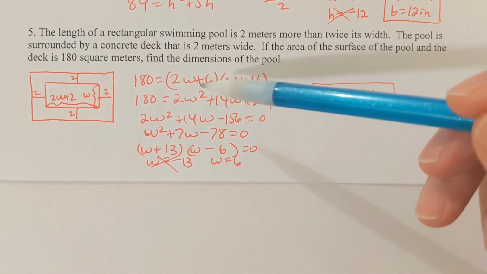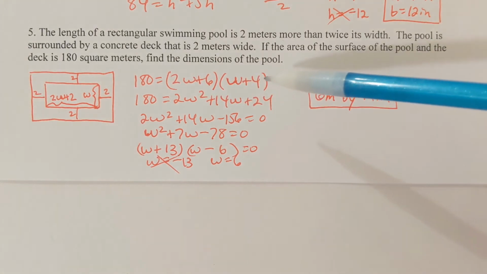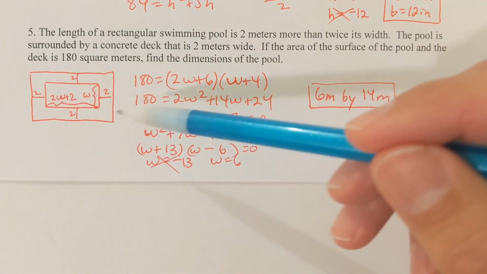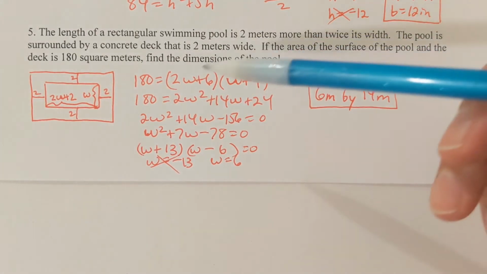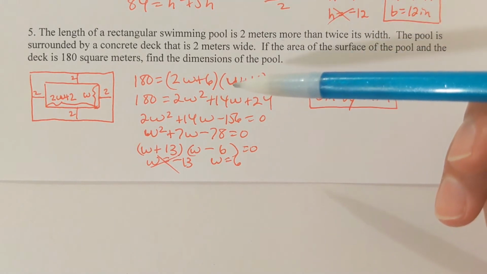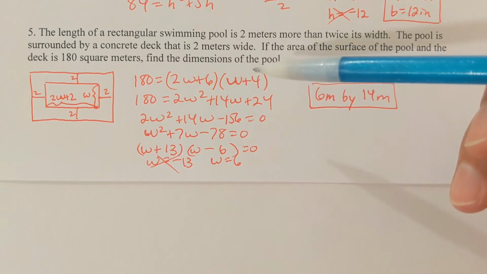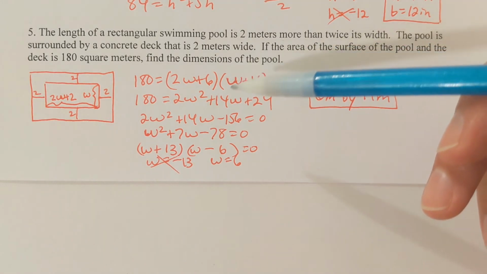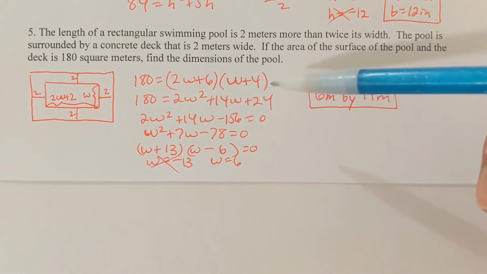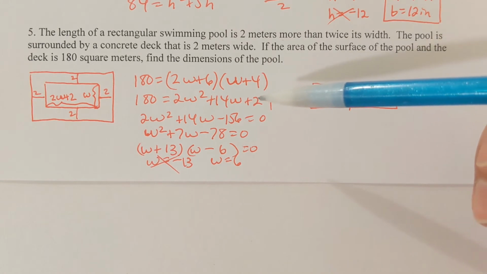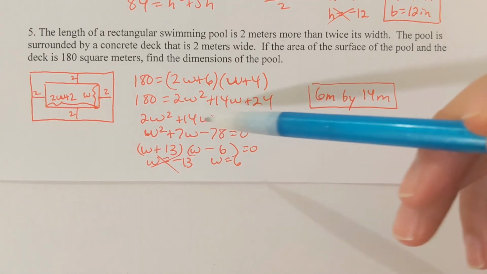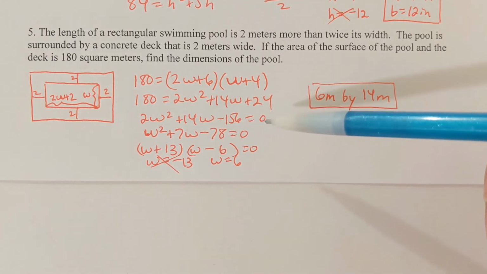Okay, 180 square meters is the area of the pool and the deck, the whole thing. So I'd set that equal to 180 and then solve. 180 equals 2W squared plus 8W plus 6W plus 24, so 14W plus 24. Okay, subtract 180 from both sides. 2W squared plus 14W plus 24 minus 180, which is 156, is all equal to 0.